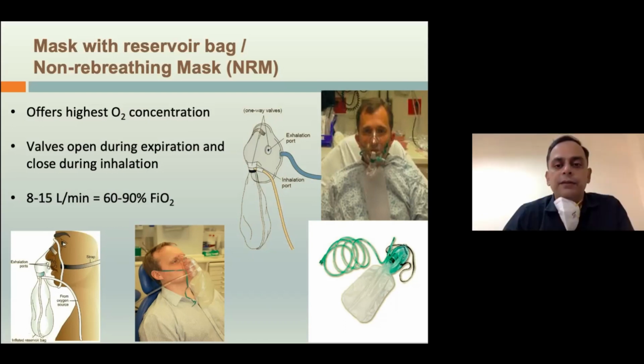So whenever the patient is breathing in, the oxygen gushes in from this reservoir back to the mask, and the patient is inhaling a highly enriched concentration of oxygen.